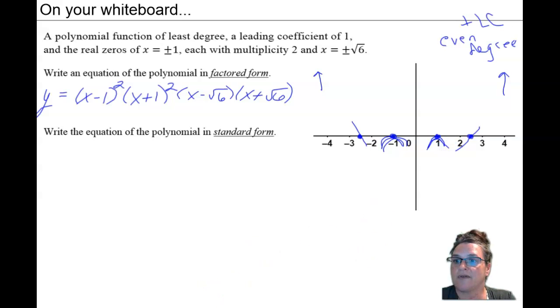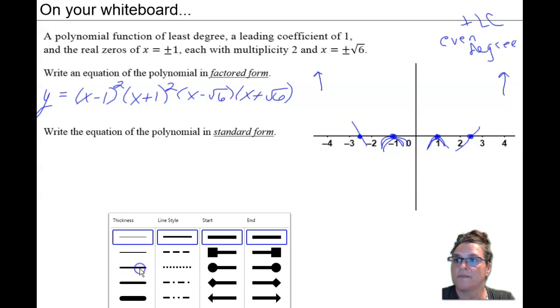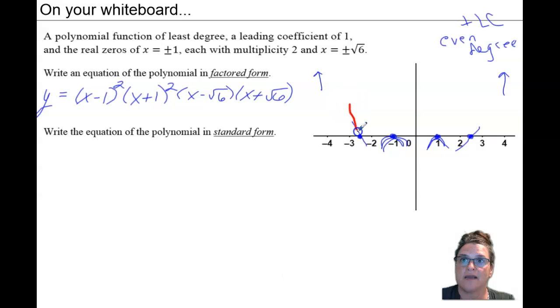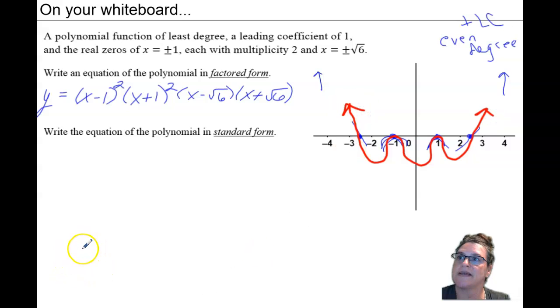So now that I've got my directors here on my axis, I can go ahead and sketch my polynomial so that we've got 2 bounces and 2 crosses, and there's the end behavior, both ends pointing up. Okay, so to write this polynomial in standard form, I'm going to need to expand these from a difference of squares into their expanded form.